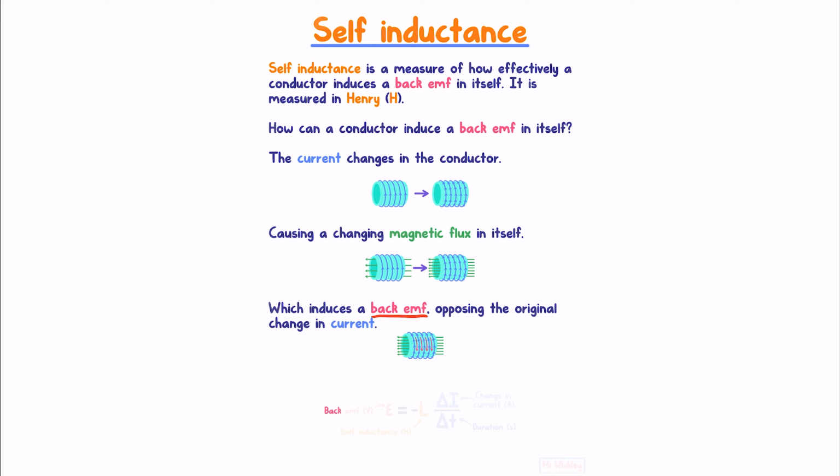The value of that back EMF is equal to the self-inductance multiplied by the changing current over the duration, where once again this negative sign here indicates that our back EMF is in opposition to our change.